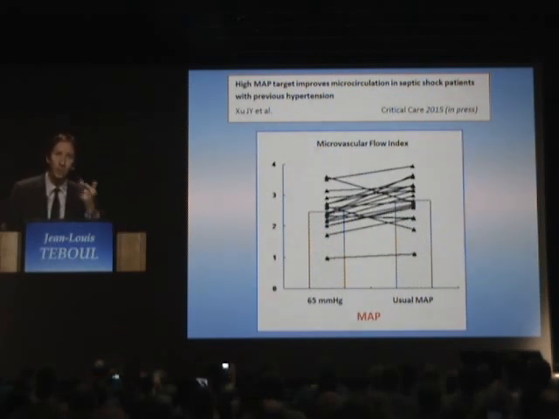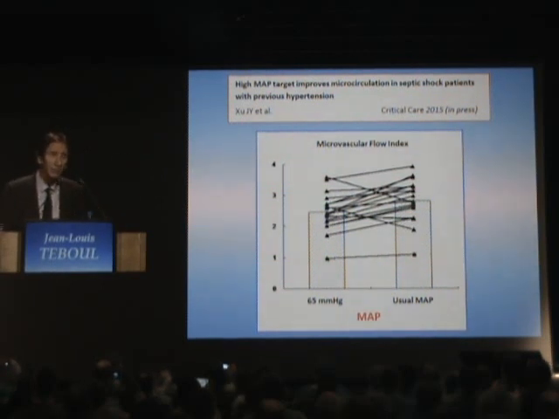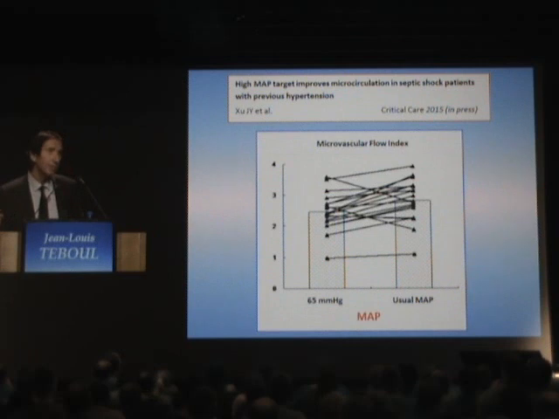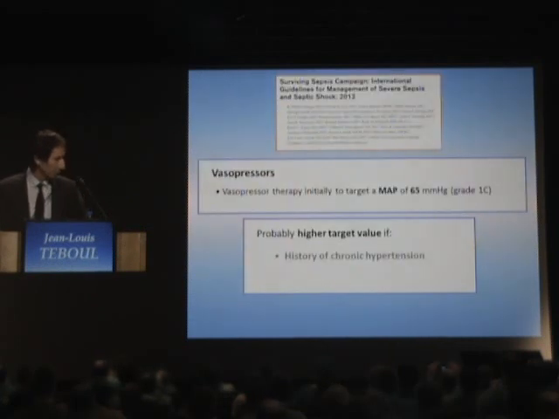And they measured the microvascular flow index using SDF technology at the level of the sublingual area. What they observed was an improvement in the microvascular flow index when the patient received norepinephrine to achieve a MAP of 93 millimeters of mercury, which was the usual MAP of the patient.